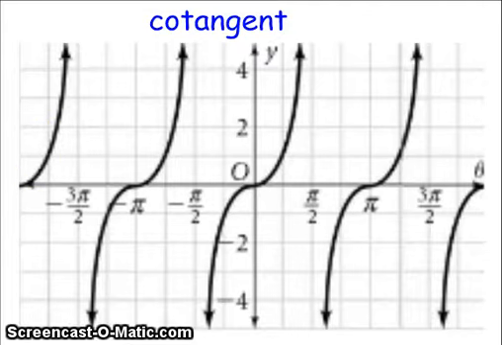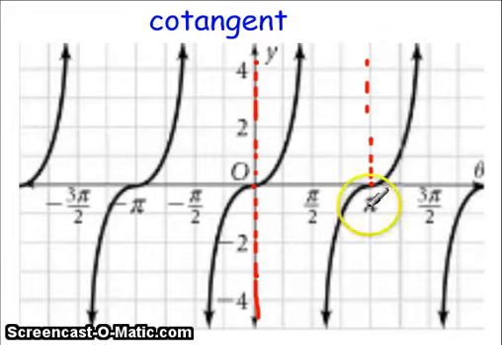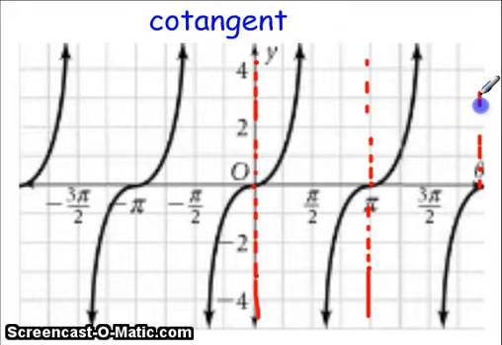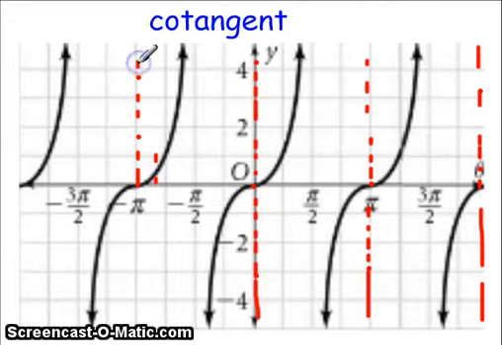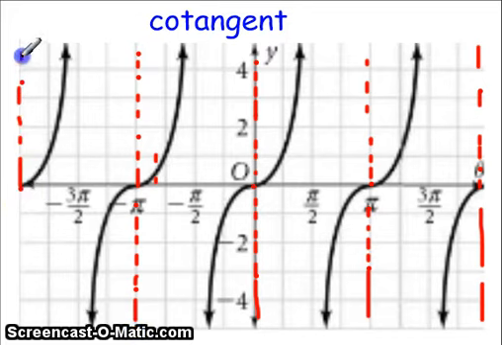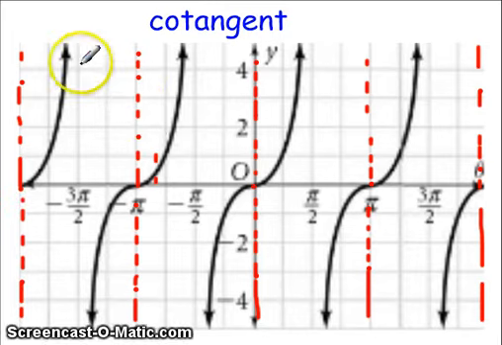All right, for the cotangent, zeros become asymptotes. So we have an asymptote here. And here. And here. Where there was an asymptote, we end up with a 0 for the function.